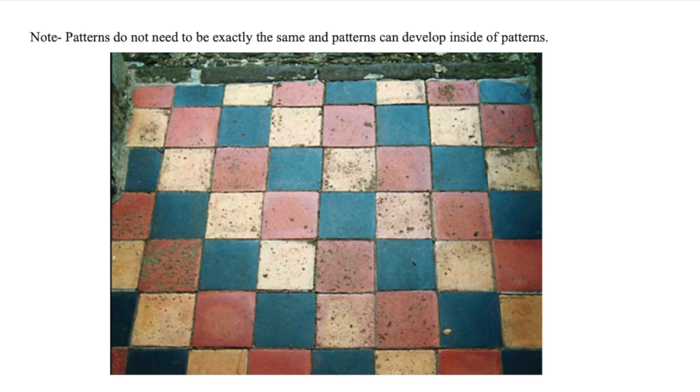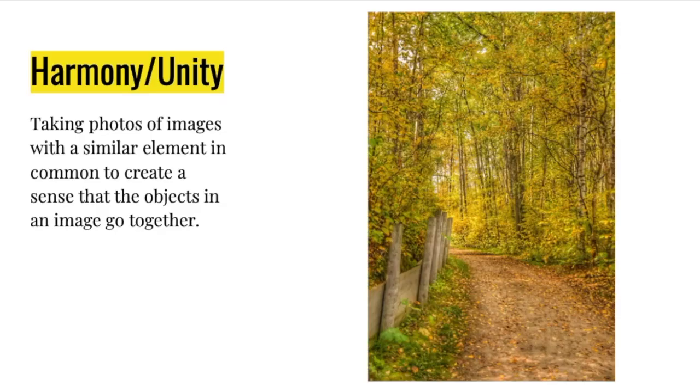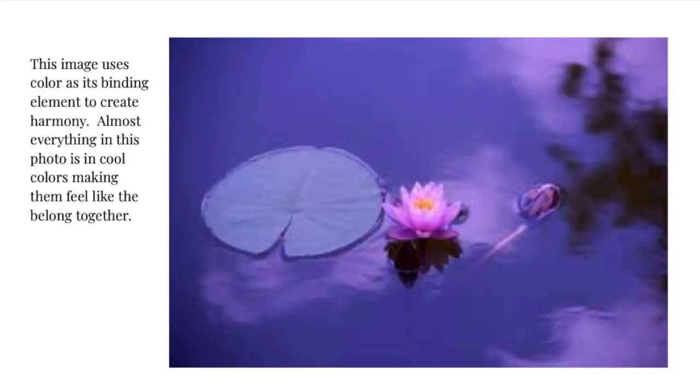All right, we're coming up on the end here. Bear with me, the last two. So this one is harmony and unity. Taking photos of images with similar elements to create the sense that the objects belong together. So this one has got this similar yellowish green warm tone throughout the entire thing to make it feel like these are all together.